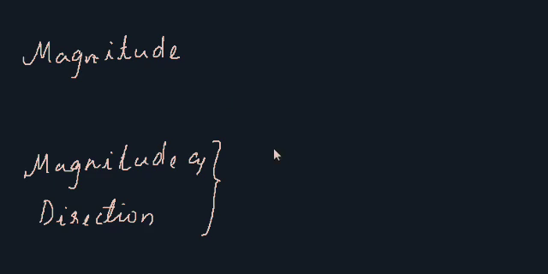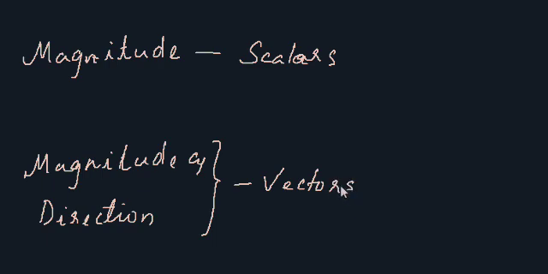Those physical quantities that are completely specified by magnitude only are called scalars. And those that are completely specified by magnitude and direction are called vectors. So, scalars and vectors.